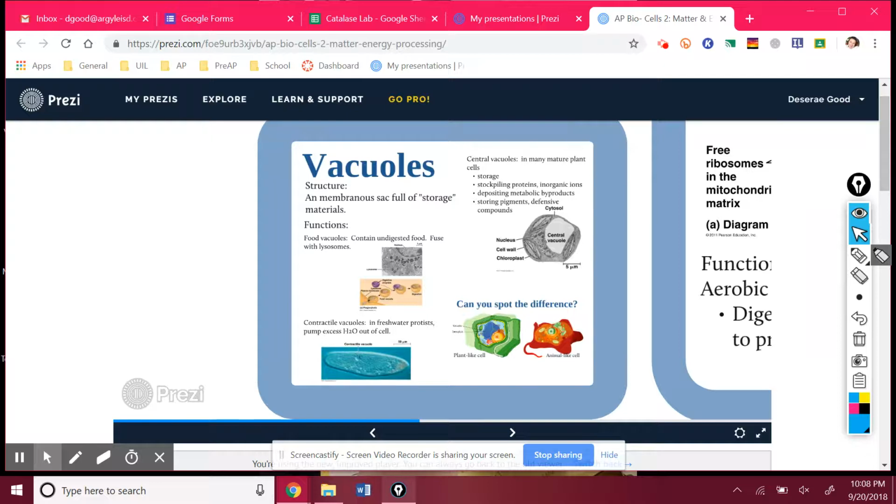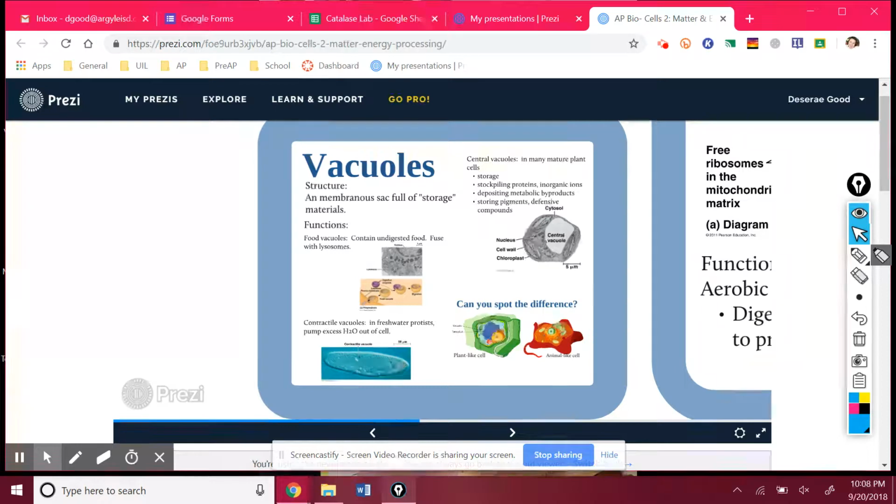All right, vacuoles. They are not necessarily a double-membraned organelle by any means, but their job is still to store. They can store water, they can store food, undigested food. It just kind of depends on what cell you find it in.